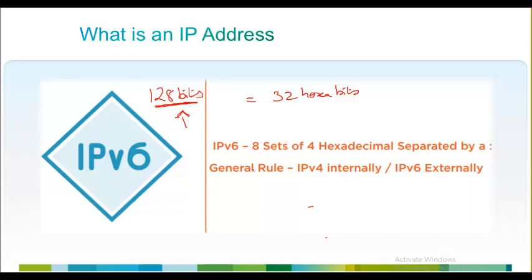Now you will understand what 8 sets of hexadecimal means. You take 4 hexa digits, 1, 2, 3, 4, colon, 1, 2, 3, 4, colon.